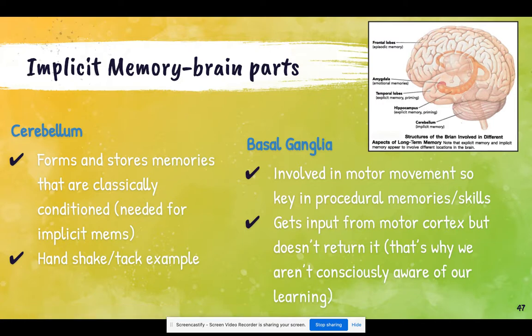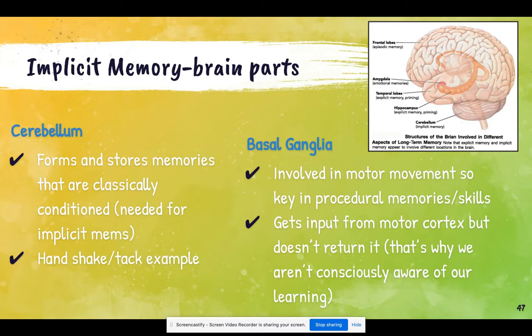So how is the cerebellum involved? Again, it's the brain part more associated with implicit memory, so the more likely to be tested one. We know that the cerebellum is important specifically for those classically conditioned memories. And in your book, I'm sure they talked about the handshake and tack example. A doctor greeted a patient who had brain damage every day with a tack in his hand. And obviously that would hurt, right? If you shook hands and there was a tack in your hand. And eventually that patient refused to shake hands.